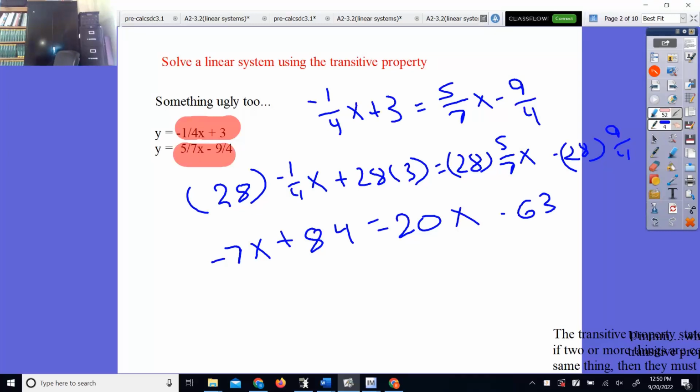Which way do you want to move your x's, left or right? God, y'all like left. Why do you like left so much? You guys would treat algebra like you treat relationships. Go both ways with it. It'd be a lot easier.